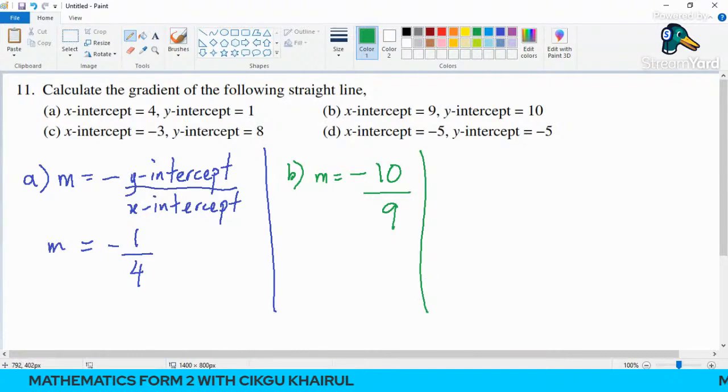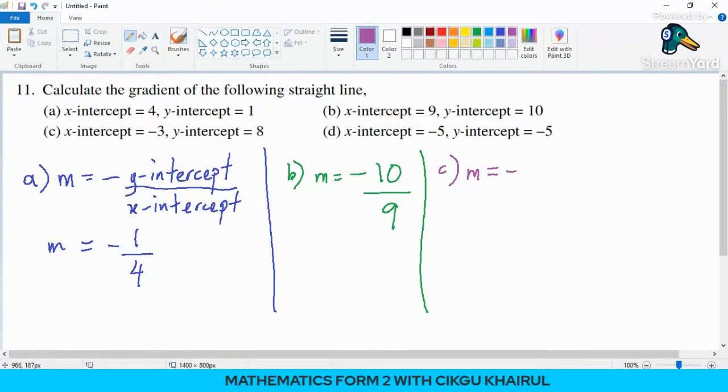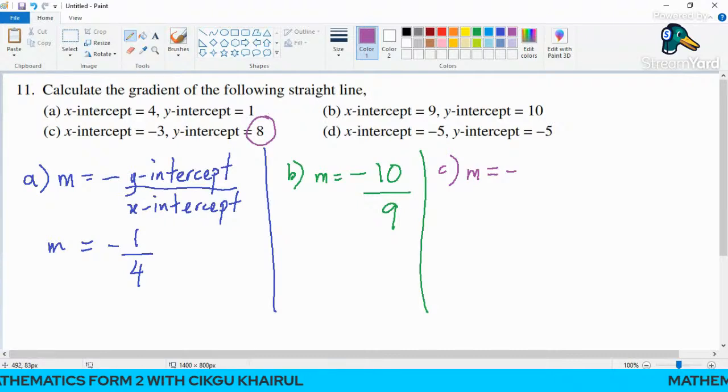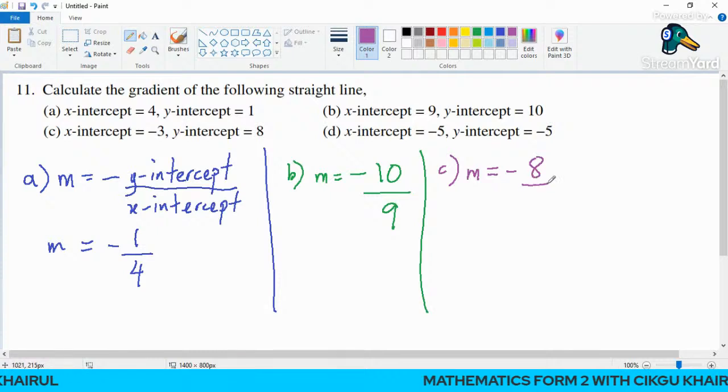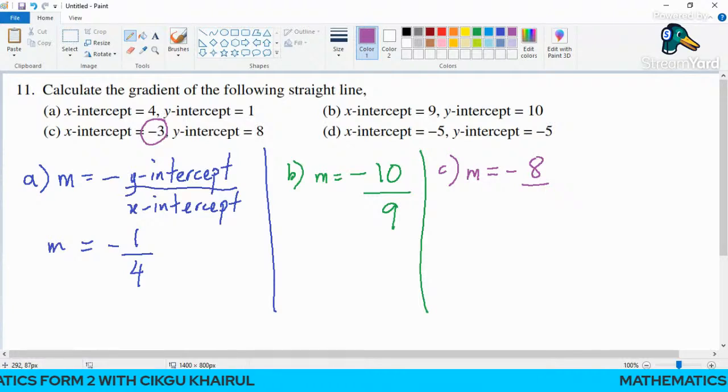And then question C. M equal to negative. Negative what? Negative y-intercept. Y-intercept is 8, so we write 8. Divide with x-intercept. X-intercept is this one. So x-intercept again is negative 3.